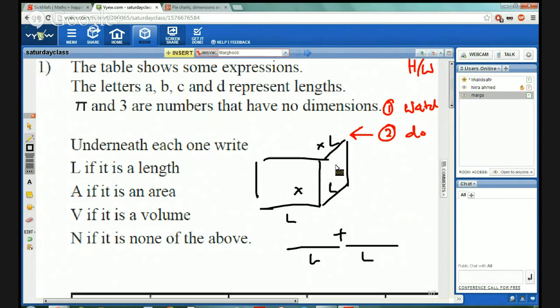So if you've got 3 dimensions and you divide by a length, you go down to 2 dimensions. Or if you've got 3 dimensions and you divide by an area, you go down 2 levels and you get back to a length. Does that make any sense?